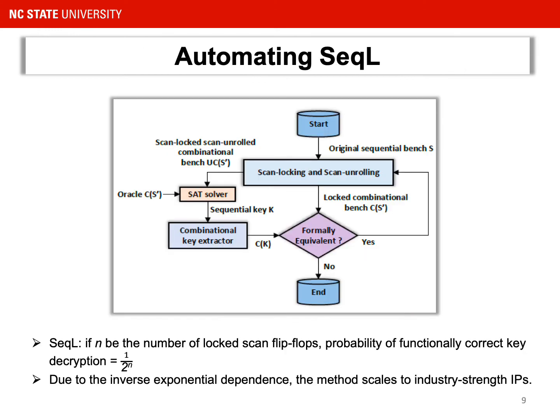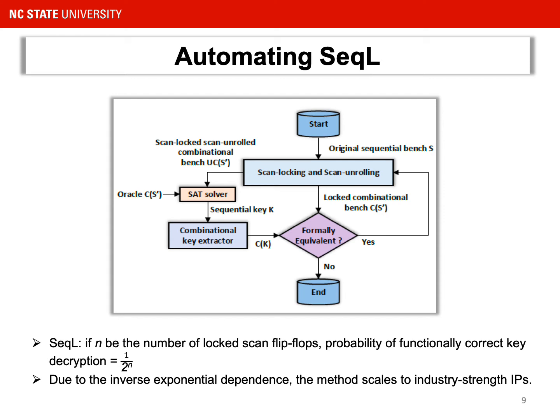In the last two slides, we have seen the manual implementation of SeqL on a small circuit with 4 scan flip-flops. For large sequential IPs, since manual key gate insertion is not practical, it is important to automate. This slide presents the steps in the automation flow. In the paper, we have provided proof that if we lock n number of scan flip-flops, then the probability of functionally correct key decryption is 1 upon 2 power n. Due to this inverse exponential dependence, SeqL method scales to industry strength IPs.